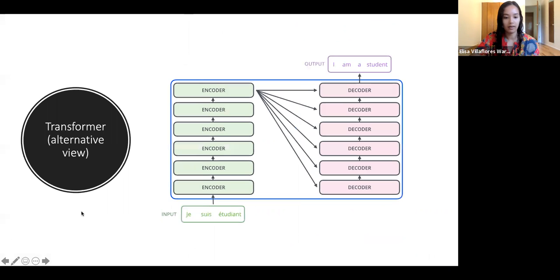Okay, so here's an alternative view as well. This is to show what it looks like. There are the 6 layers in the encoder, which pass serially, and then this encoder returns a context shape, which goes to each layer of the decoder. Yeah, and we're translating from French to English.